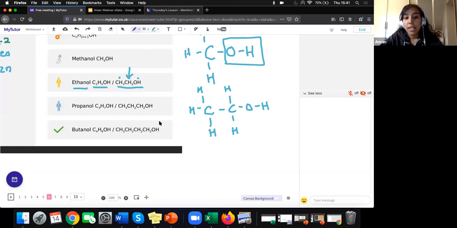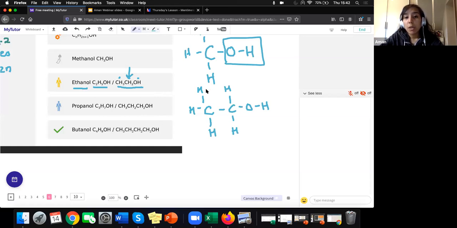Someone's asking, for GCSE exams, what do we need to know about alcohols? That's a really good question. For today, you just need to know the structures of alcohols and how they're produced, which we will cover. Tomorrow, we will go into the reactions of alcohols in lots of detail. But for today, we just want to know the structures of them.